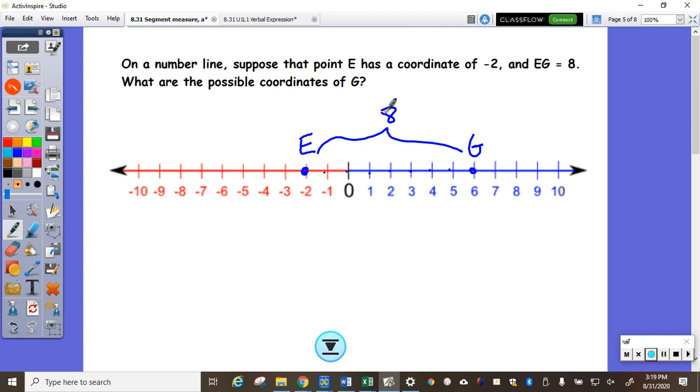Or I could come back this way. 1, 2, 3, 4, 5, 6, 7, 8. And G could be here as well. So therefore, my two possible values are -10 and +6, because they both have a distance of 8, forming the distance of the line GE as 8.